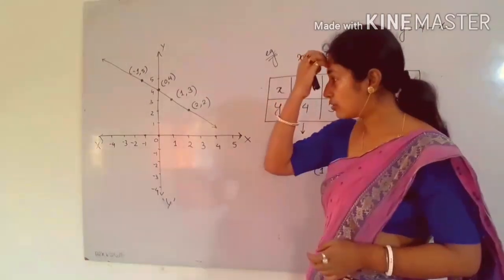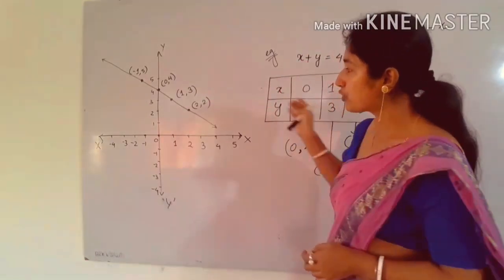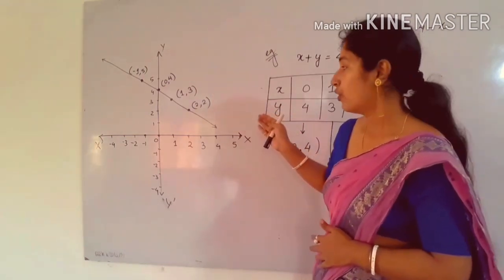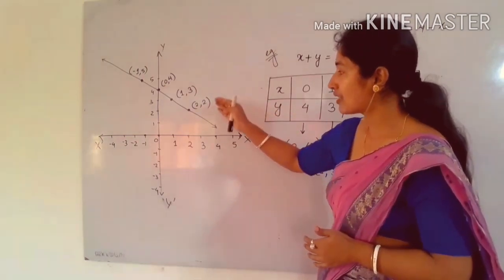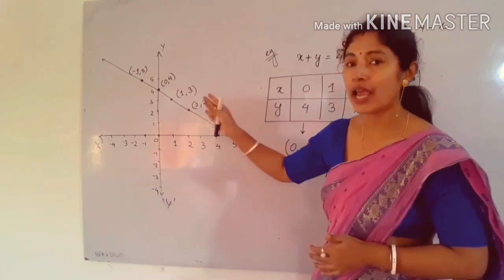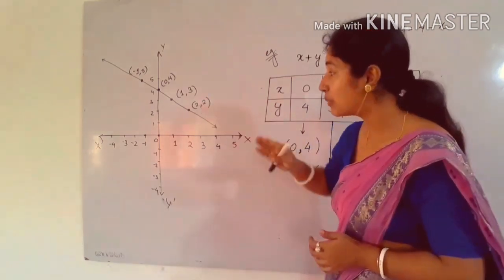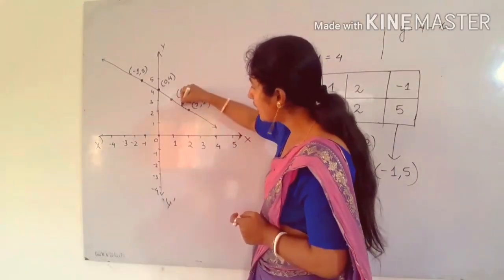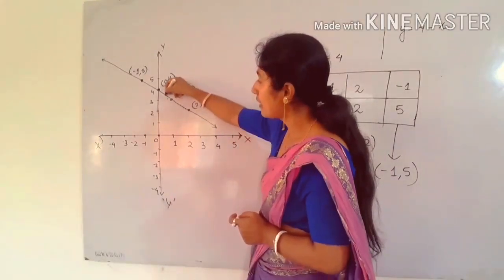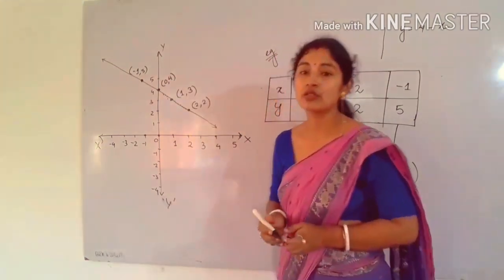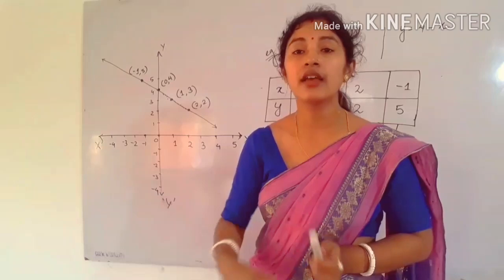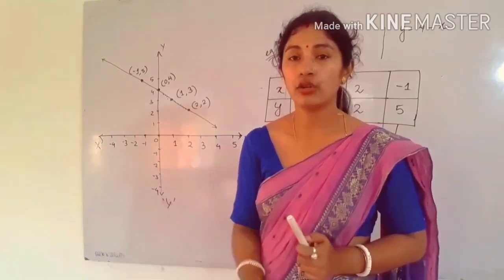Okay, so now see, by using 4 sets of solution, we draw the straight line, and from this line we can say that this line is passing through 4 points. But see, between these 4 points there are infinitely many points. That means a line can pass through infinitely many points. That's why it has infinitely many solutions.